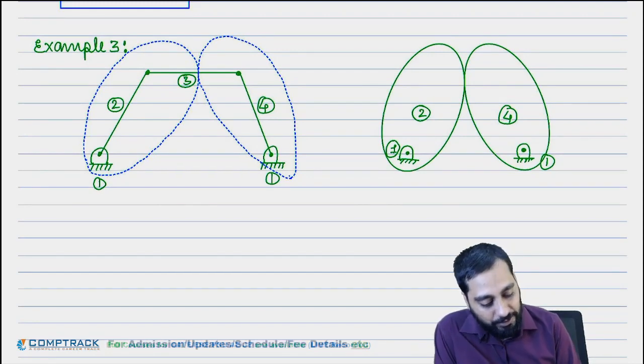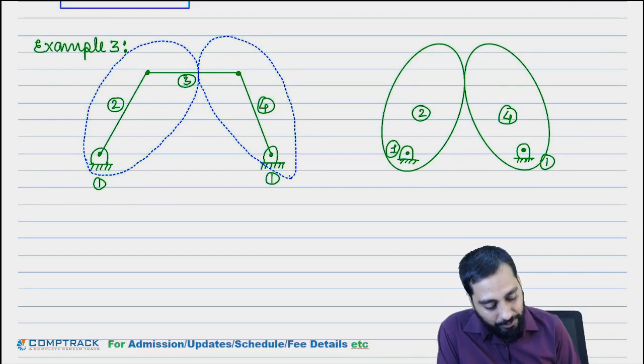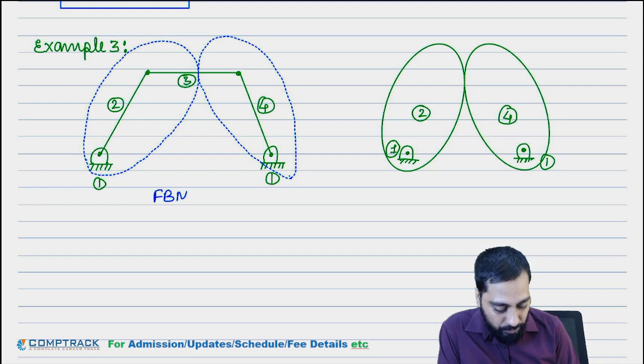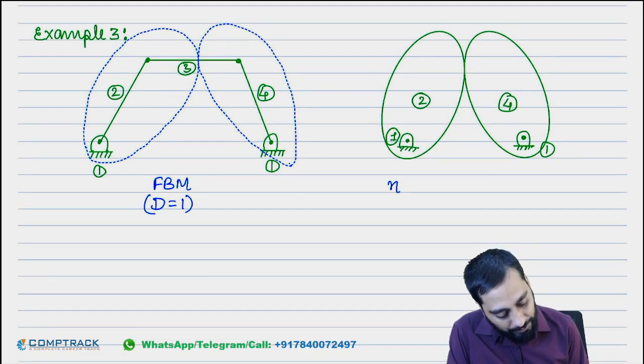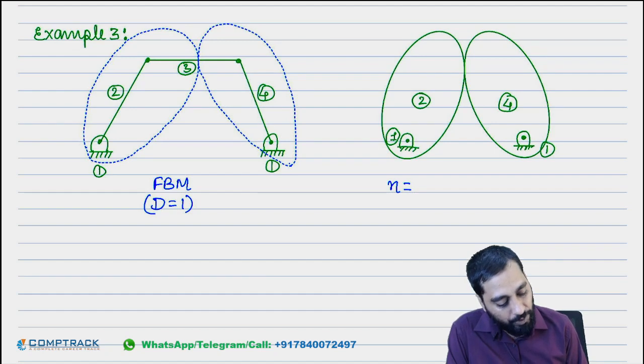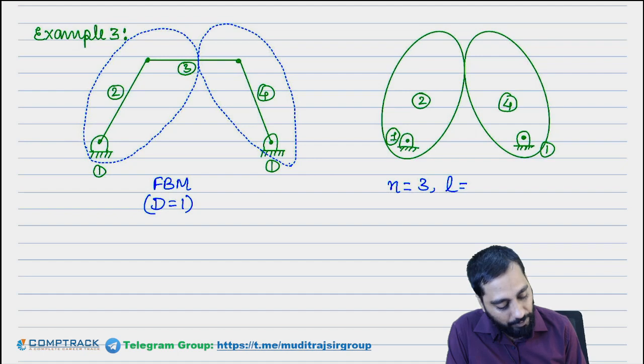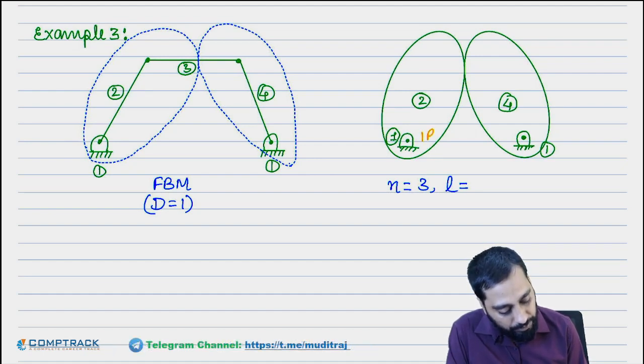Now you can check the degree of freedom. For a 4-bar mechanism, you already know the degree of freedom, no need to calculate again, it will be 1. Here you can check the degree of freedom. N equal to how many? 1, 2 and 4. So total will be 3. Lower pairs will be how many? This will be the first lower pair, meaning 1 revolute. This will be 2 revolutes. 2 lower pairs are there. Yes or no?